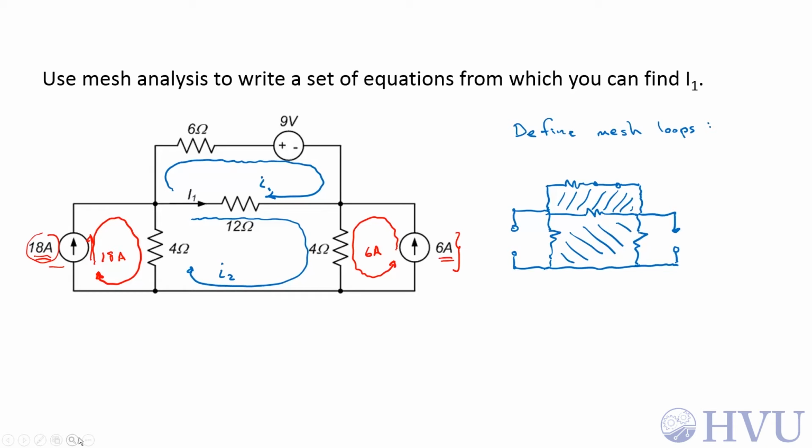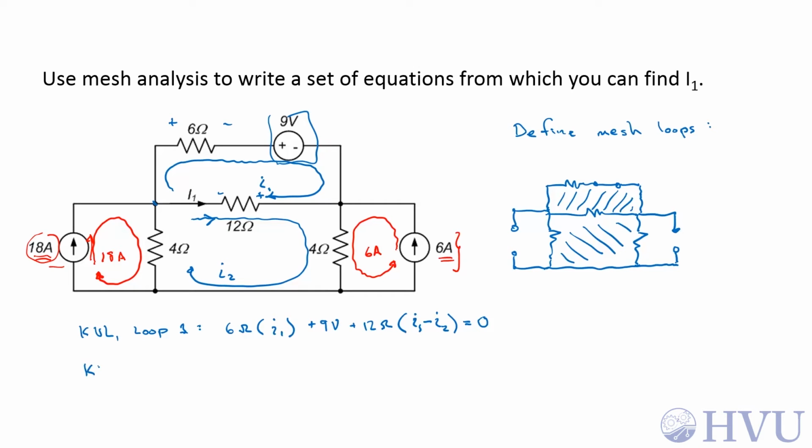Now I do KVL around each of my mesh loops. So KVL for loop 1, I'm going to follow the direction of I1, and I'm going to set my voltage polarity such that I1 enters the positive voltage terminal all the time. So if I start down here, I have 6 ohms times the only current going through that, which is I1, plus 9 volts due to this voltage source. Then that brings me to the 12 ohm resistor, plus 12 ohms times the sum of the mesh currents. So I1 is entering the positive terminal and I2 is entering the negative terminal. That brings me back to my starting point, so that equals 0.